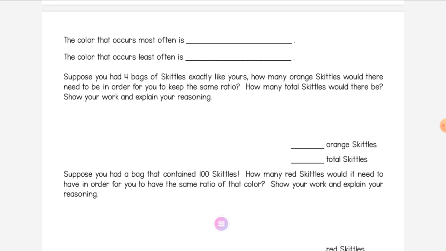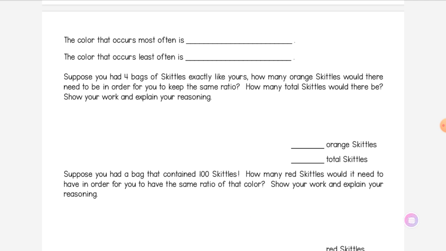So most of the bags had 20. That's what they were all supposed to have, but I had Lainey count them before school one day, and some of them had 21. So this one, it's over on the right side, the top one on the right side. Check yours. I'm going to have you probably add to what you have to show you the proper way or the best way to show it. Suppose you had 4 bags of Skittles exactly like yours. How many orange Skittles would there be in order for you to keep the same ratio? How many total Skittles would there be? Show your work and explanation.